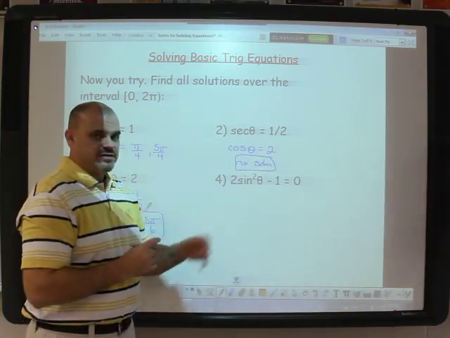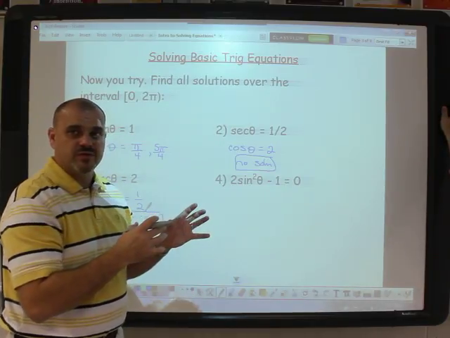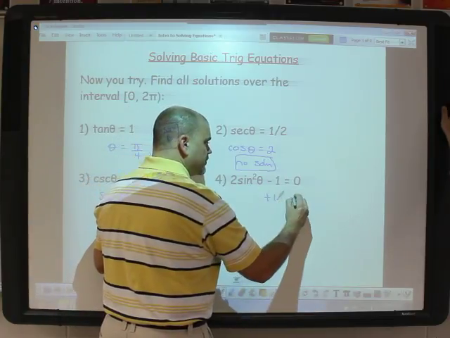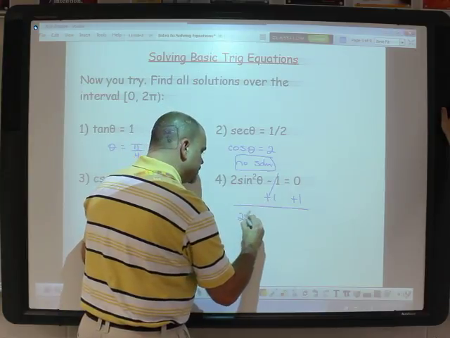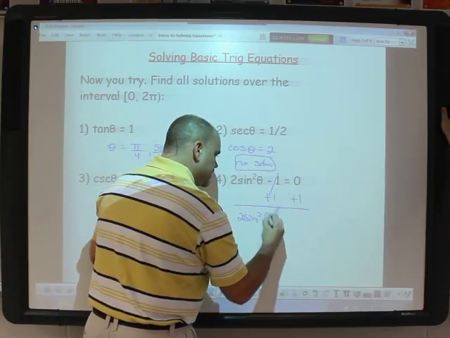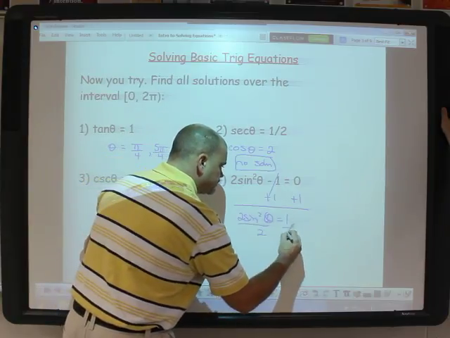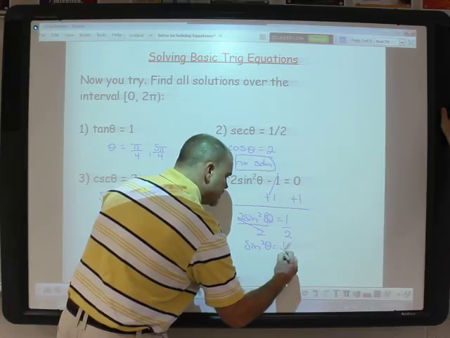So I'll come over here. Now this is going to involve a little bit more work. It's not just straight off asking yourself what you need to do. So again, we're going to go through the process of isolating theta. We add 1 to both sides, and that's 2 sine squared theta equals 1. Anyway, divide by 2. Sine squared theta equals a half.